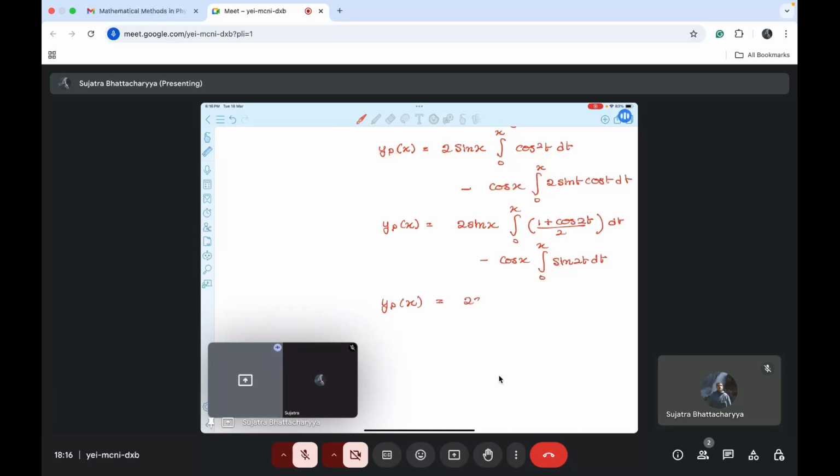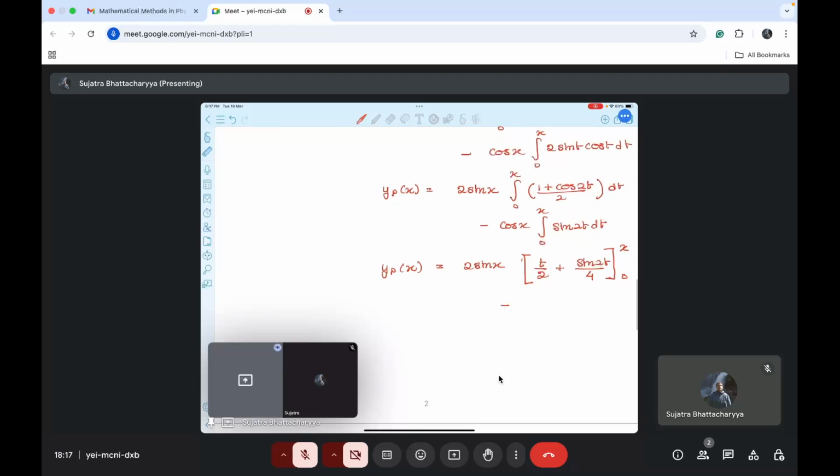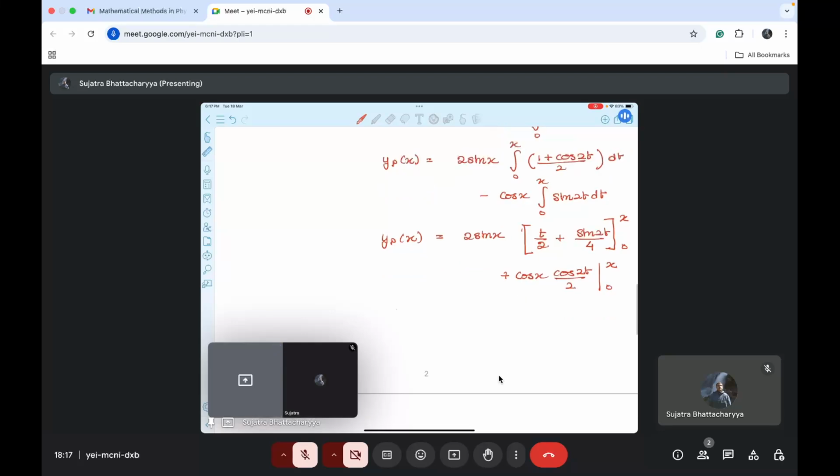So it will be 2 sin x, and you have what? Here, half is there, so it will be t by 2, its integration, and cos 2t will be sin 2t divided by 2 into 2, 4, from 0 to x. Minus cos x, sin 2t can be written as plus cos 2t because there is a negative sign which will come from the integration, right? This will be from 0 to x. Excellent, we have done it.